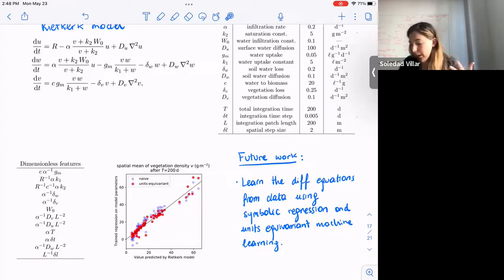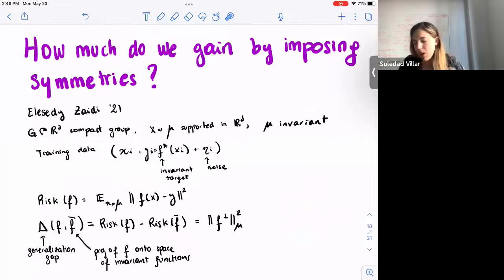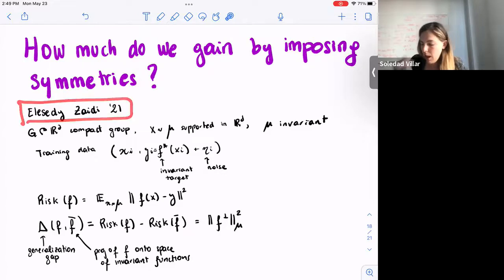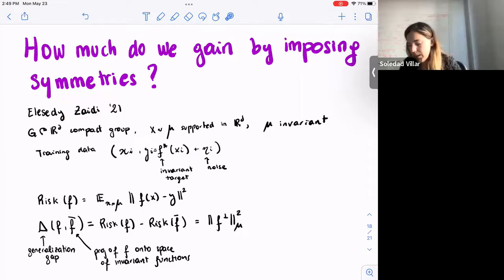And we have preliminary results that show that working in dimensionless space has much better predictions. And the future work would be to learn the differential equation from data using symbolic regression and units equivariant machine learning. And I have 1 minute left, so I'm not going to discuss the ideas of how much you can quantify, how much you gain by imposing the symmetries. There's a very nice paper by Elesedy and Zaidi in ICML 2021 that has a very nice discussion of it.